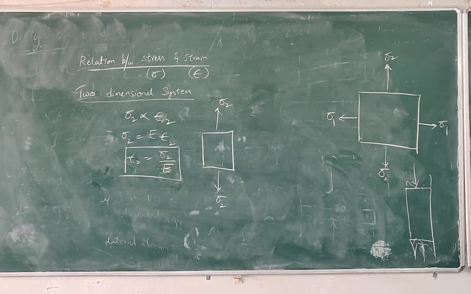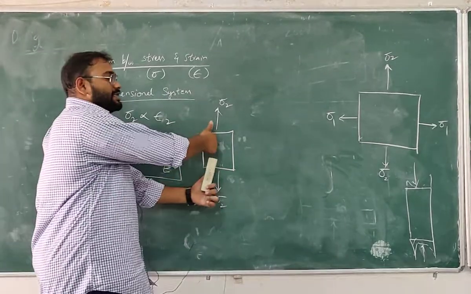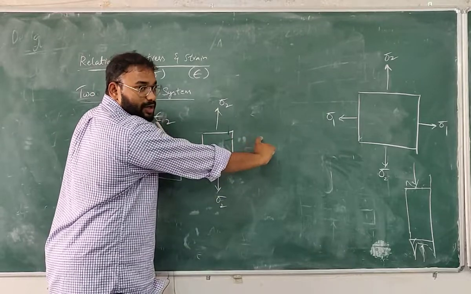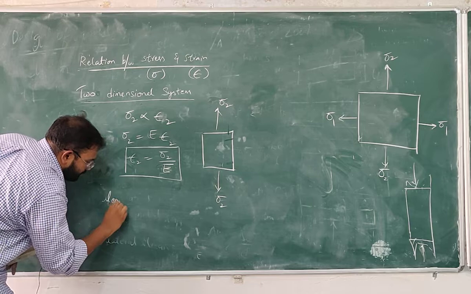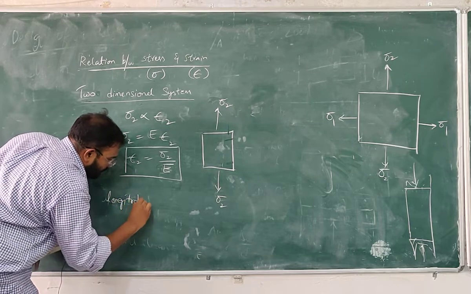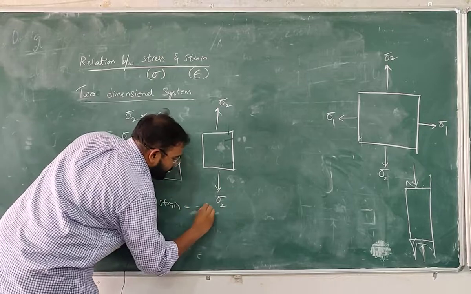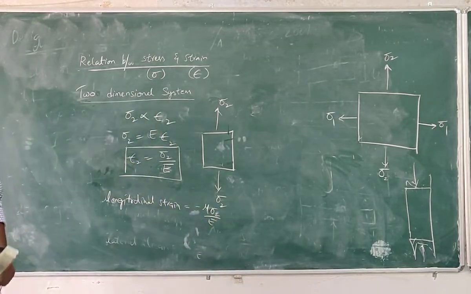Now what is this? This is again lateral, because force is applied like this, so this will be lateral now, this will be longitudinal. So longitudinal strain will be minus mu times sigma 2 by E. Simply you need to multiply this with minus mu.